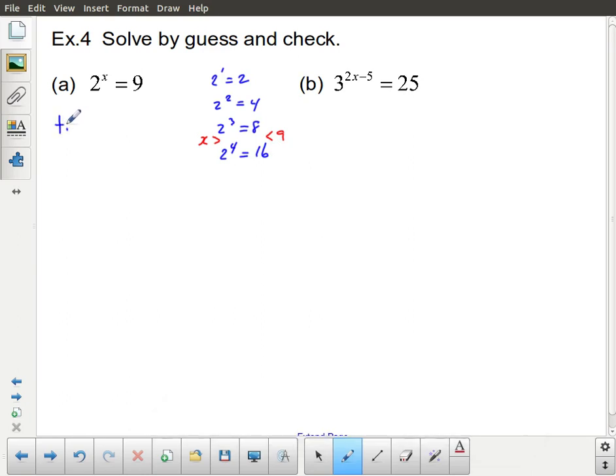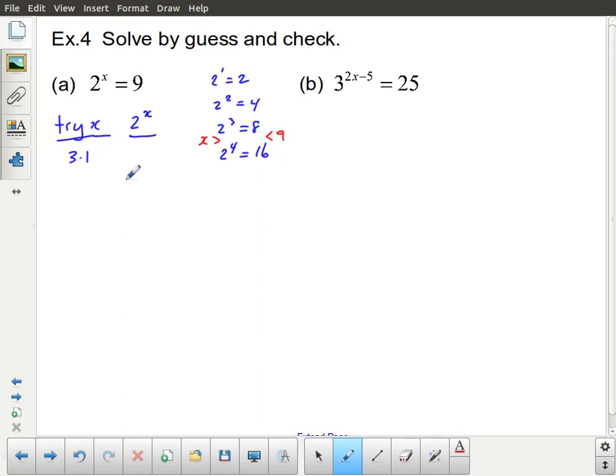So now with guess and check, what you do is you try different values. So I'm going to try an x value and then see what my 2 to the x value is that comes out of that. So what if I try, let's say, 3.1?